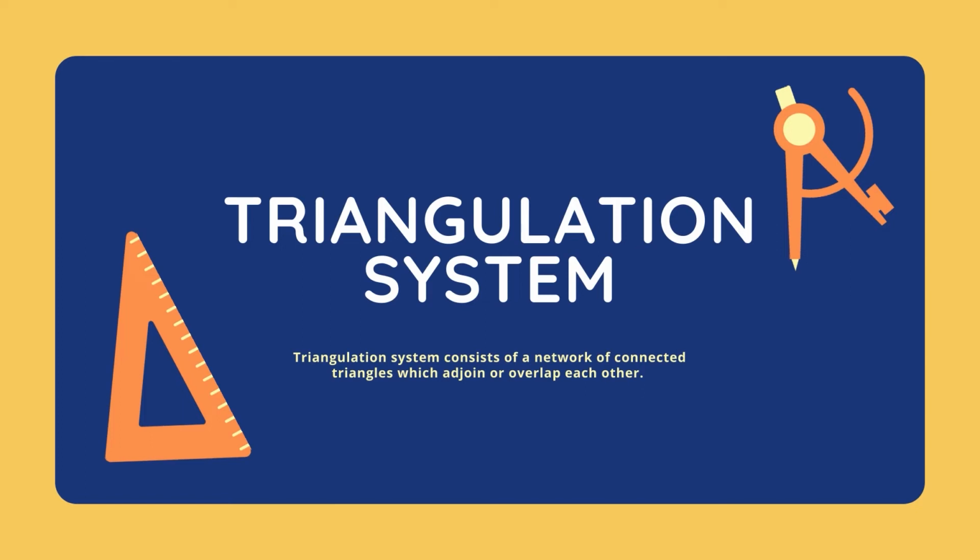Triangulation systems consist of a network of connected triangles which adjoin or overlap each other, the vertices of which are marked points on the Earth's surface. Usually, the triangulation system can be arranged to form 2 or more simple independent figures. An independent figure is one that is connected to each adjacent figure by one common side.